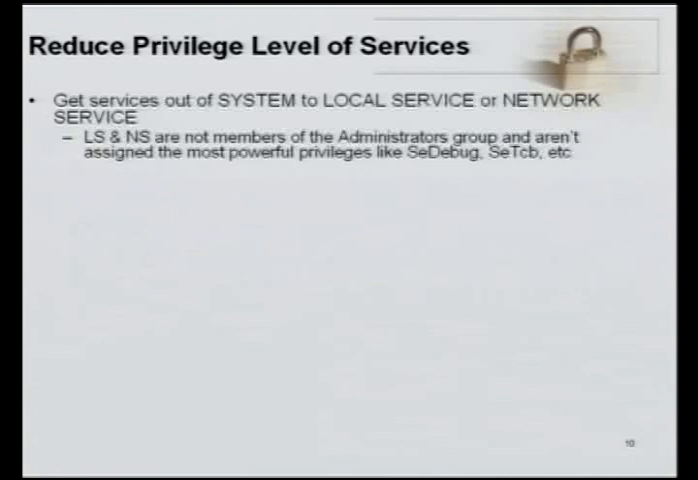Local service and network service, if you're not familiar with them, are additional service accounts, but they're dramatically less privileged than local system. So for example, they're not members of the administrators group. They don't have all of the really super powerful privileges in Windows like TCB, create token, debug, and all those different privileges. And so they really are closer to a standard user account.